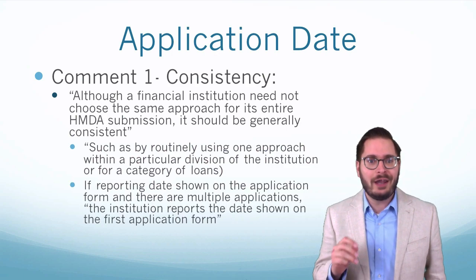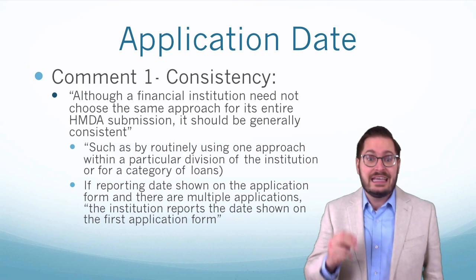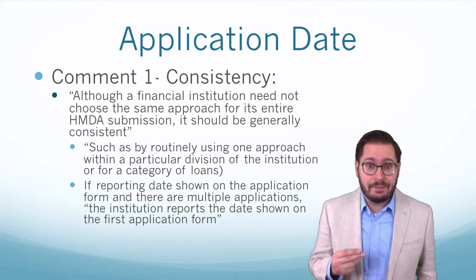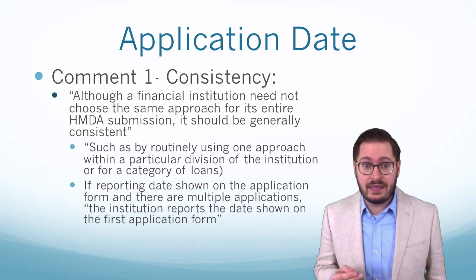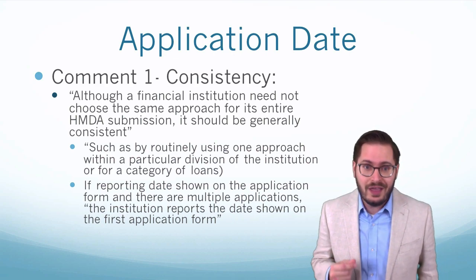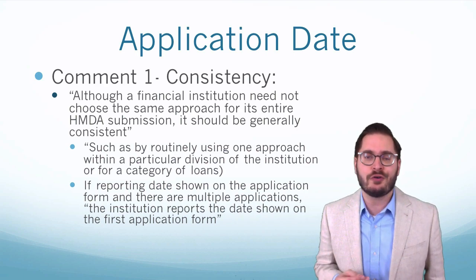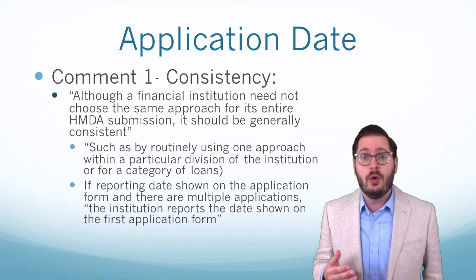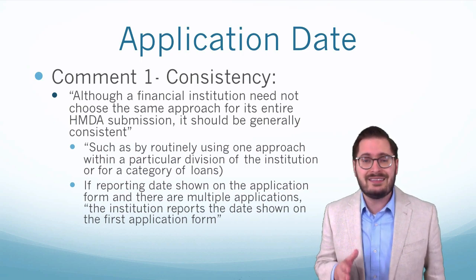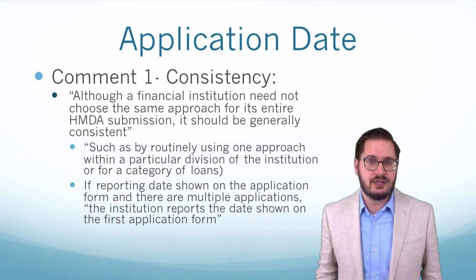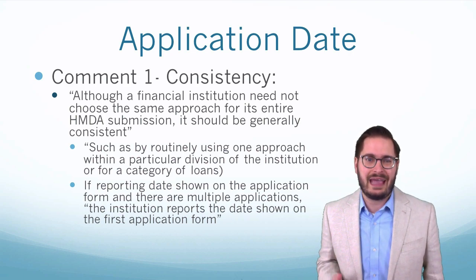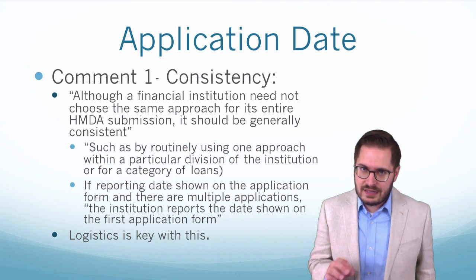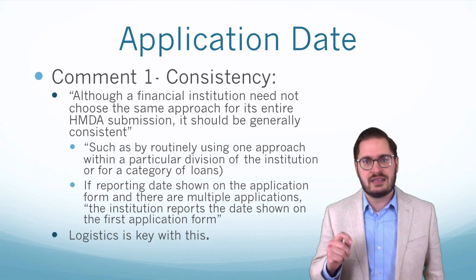Anyway, going on, the commentary says if the reporting date shown on the application form and there is multiple applications, then you are supposed to report the date shown on the first application form. So if you have multiple applications, which a lot of you do when you have secondary market loans, you list the date on the very first application if you're using the date that's on the application form. Now, this seems pretty simple, but here logistics is key.